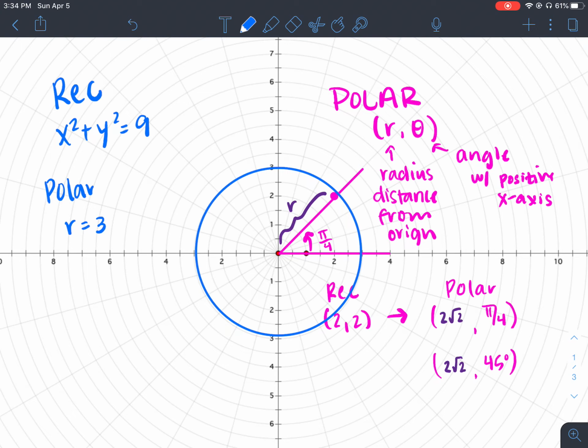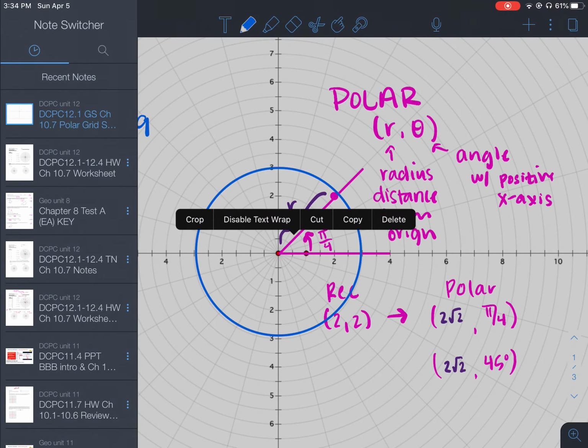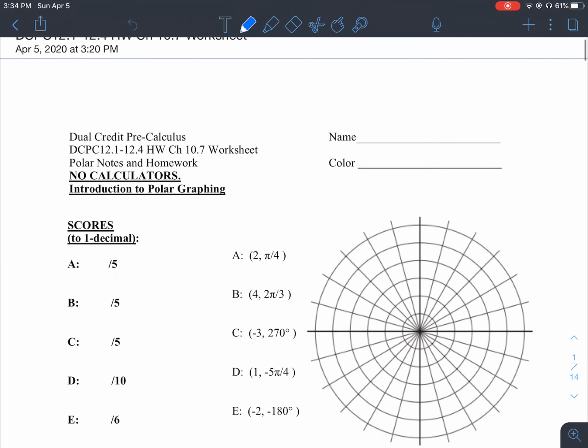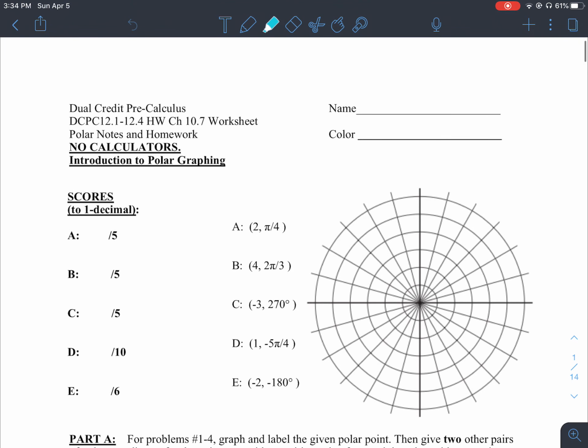So polar is helpful for simplifying equations for certain things. It just gives us another way to look at every single point in our plane. So we're going to go to that worksheet now. We're going to work through some problems. These right here are where we're going to track our points for the homework sections that we're going to have assigned periodically.